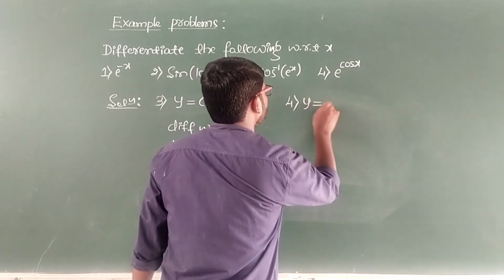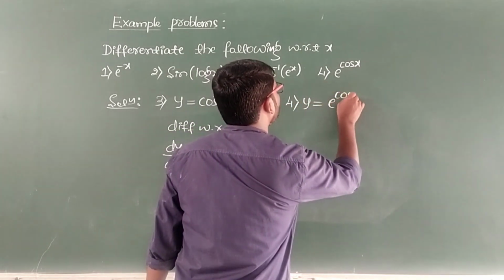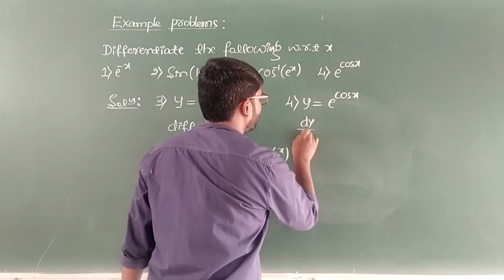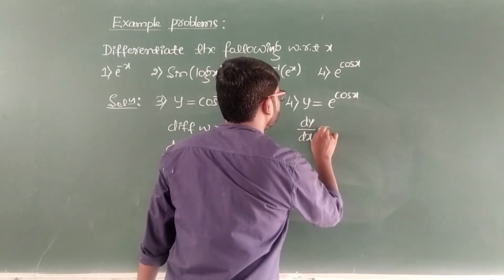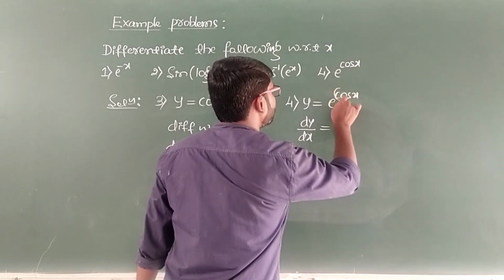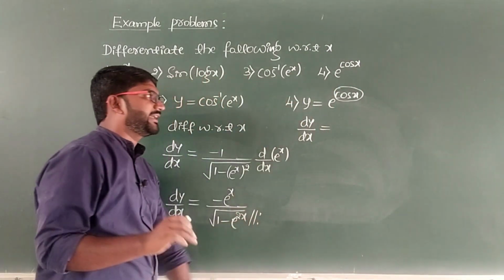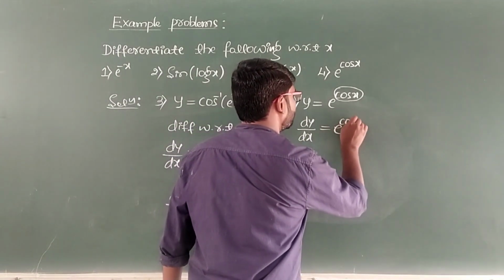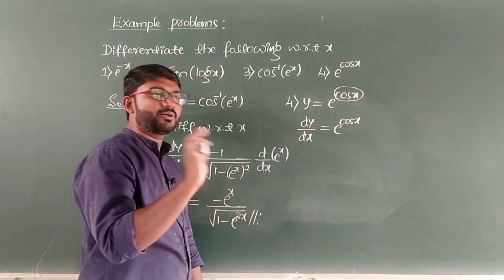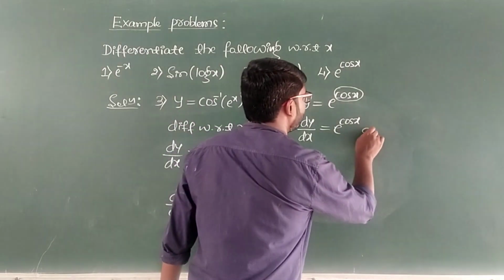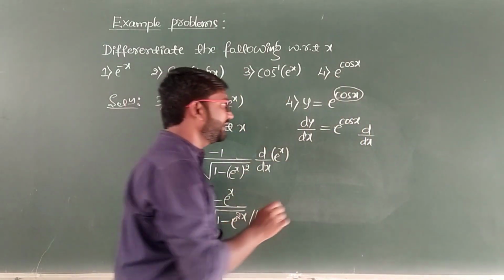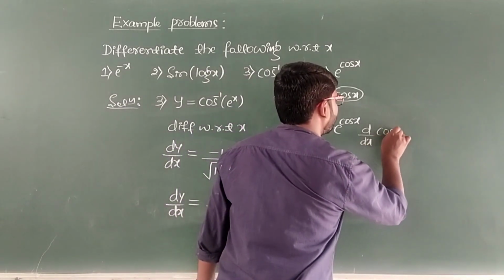y which is equal to e to the power cos x. Differentiate both sides with respect to x. We get dy by dx. So this is equal to, treat this as x now. It is in the form of e power x. What is the derivative of e power x? It is e power x. So e power cos x, where x is cos x here, into d by dx of this function once again, into d by dx of cos x.